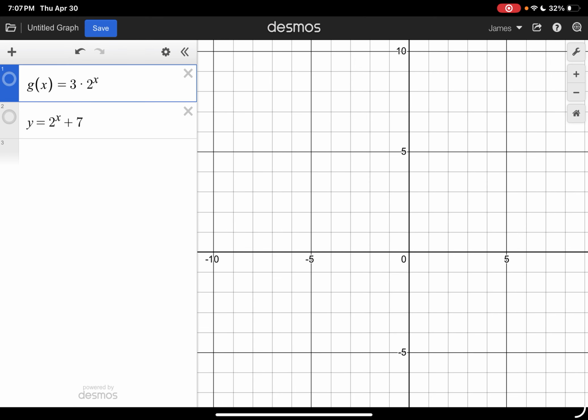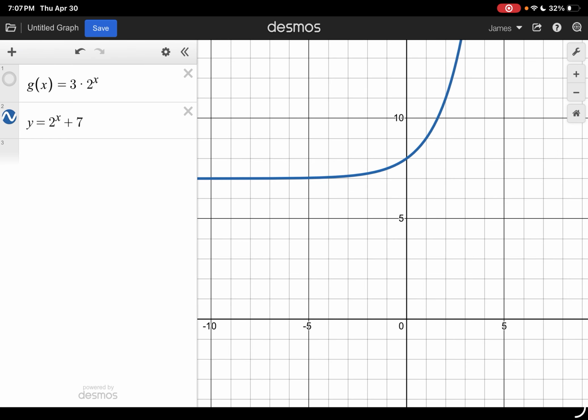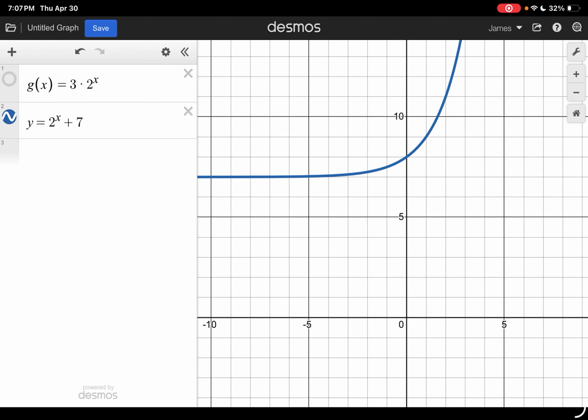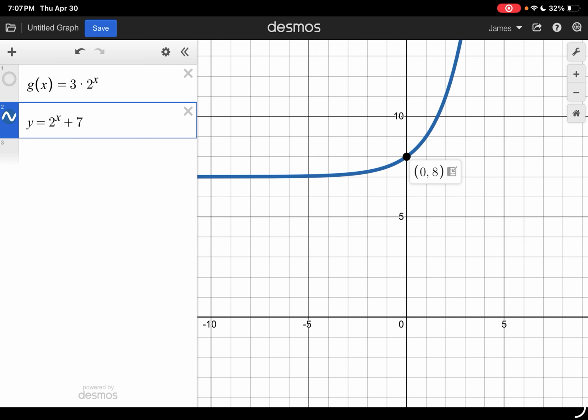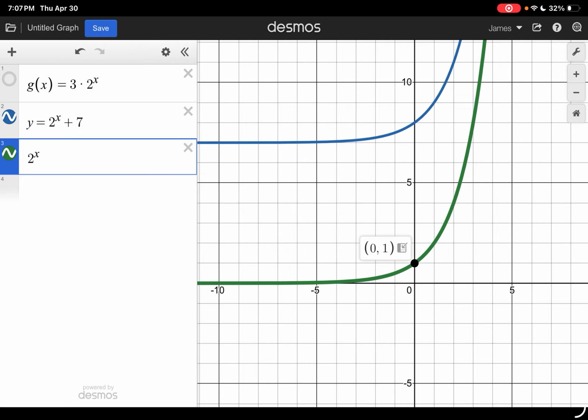So we turn that one off and we turn that one on. Oh, if it will go on, come on. There we go. And notice that the graph, instead of being at the ordered pair (0, 1), is now at (0, 8). Remember, f of x was just 2 to the power of x. There's the original, (0, 1) of the original 2 to the x. This is (0, 8). It's 7 more because we added 7 at the back end.